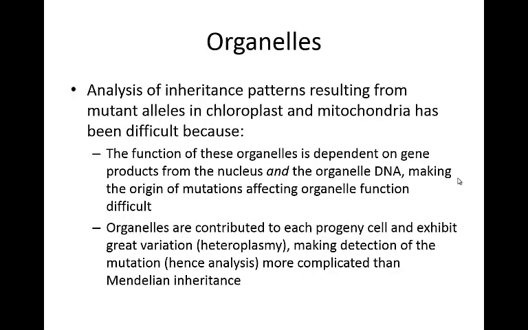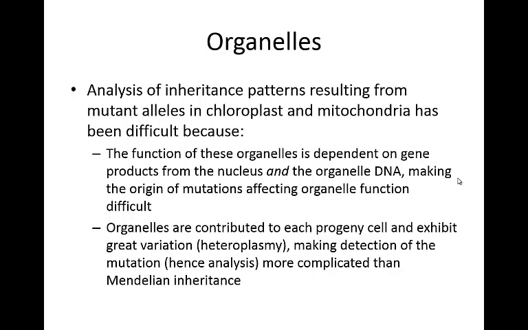Also, within a given cell, these organelles that are contributed exhibit great variation. We call this heteroplasmy. And so this makes detection of this mutation or analysis more complicated than simple Mendelian inheritance. Because imagine you have a cell and you have mitochondria and maybe 10% of the mitochondria are mutated. Is that enough to give you an effect? Is it not? How do you isolate those from the 90% that are fine, as well as from the nuclear genes? And so as you can see, it's been very complicated to study these.